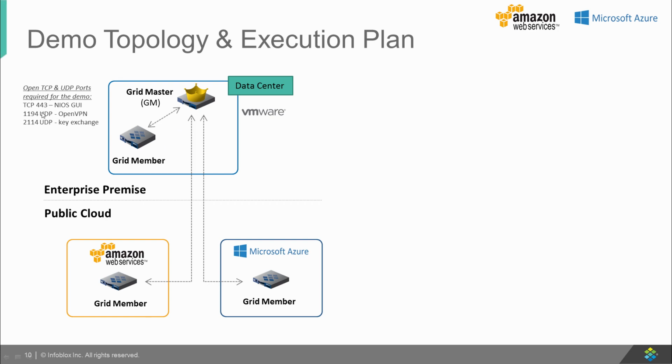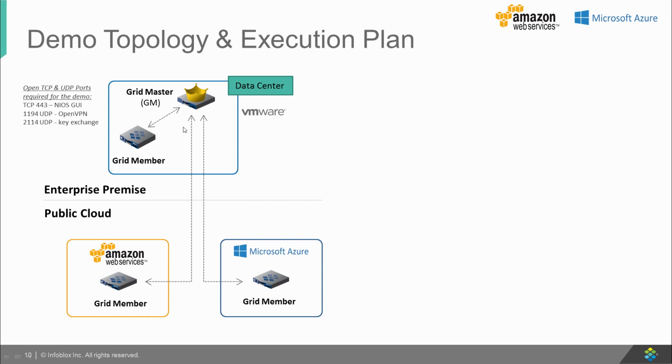And as a matter of fact, we opened these ports. The 443 is to connect to the grid master GUI. 1194 UDP is for OpenVPN, and 2114 UDP is for the key exchange. So when we spin up grid members, as you will see shortly in Amazon and Azure, these ports need to be open on the grid master, so the grid members will connect to the grid master.